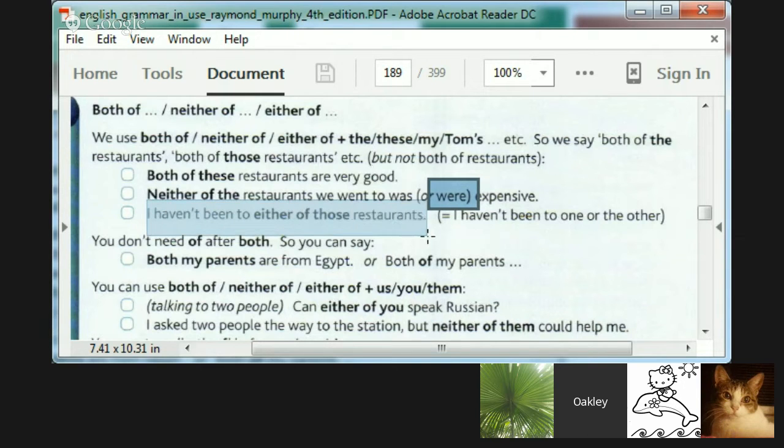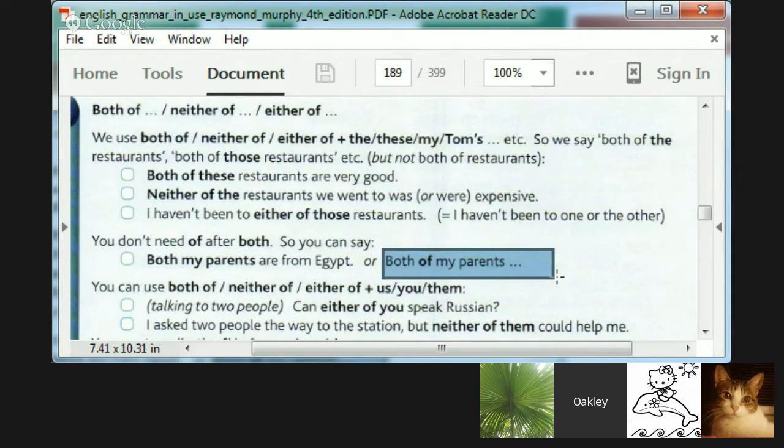Okay. I haven't been to either of those restaurants. Okay, so the main point is when you use of, you need the or those or these in front of the noun that you are describing. You don't need of after both. You can say both my parents are from Egypt. Or you can say both of my parents. Fine. But notice that it's easy to do here because you have the possessive pronoun. So it's pretty easy if I just say both parents are from Egypt.